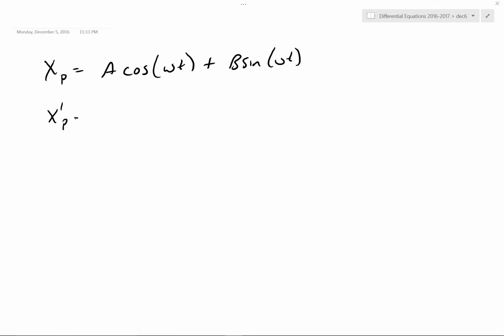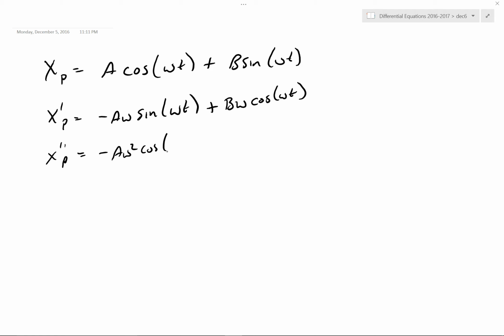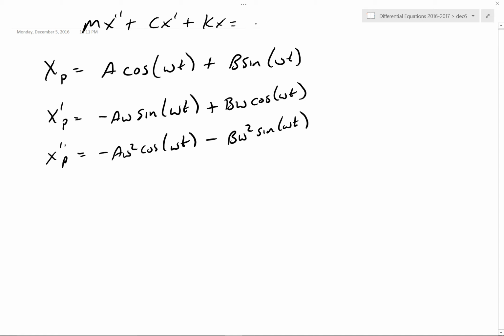So x prime, so p, the particular solution, of course, is negative a omega sine omega t plus b omega cosine omega t, and x double prime, of course, is equal to negative a omega squared cosine omega t minus b omega squared sine omega t, right? And if I follow the rules, which of course said that m x double prime plus c x prime plus k x equals F naught cosine omega t, right?